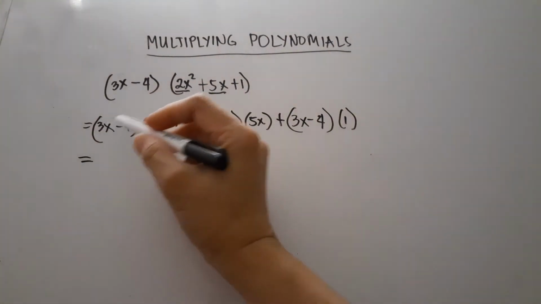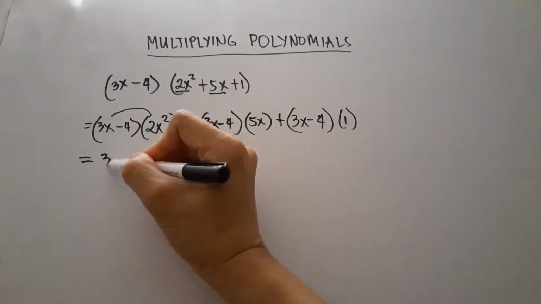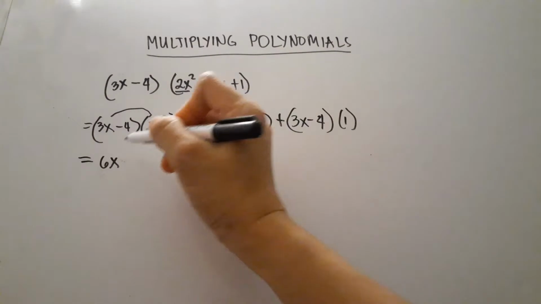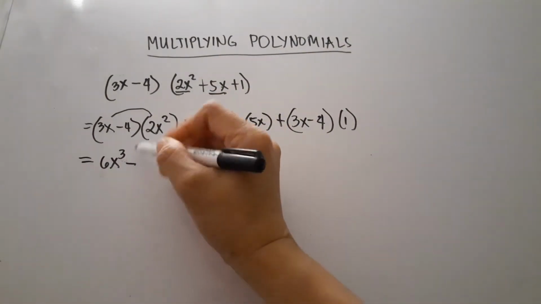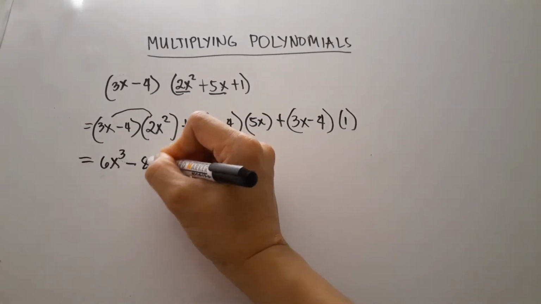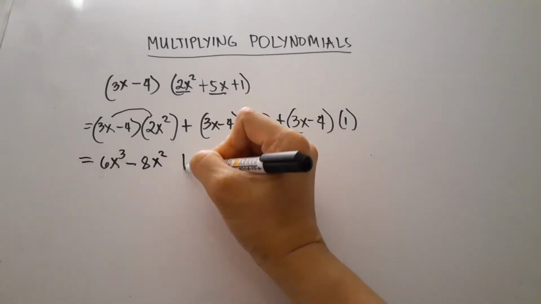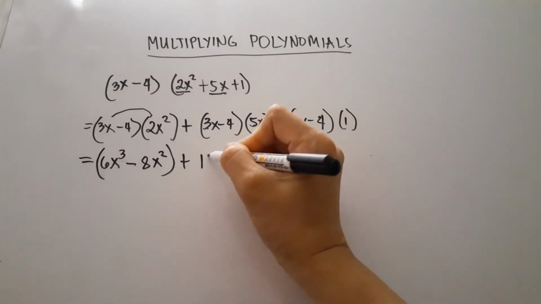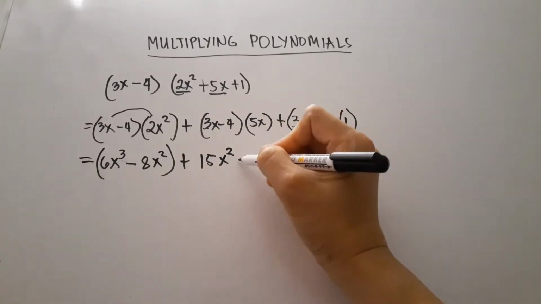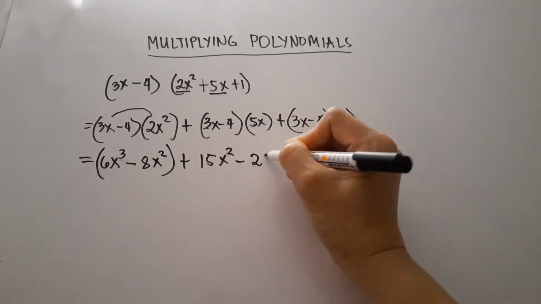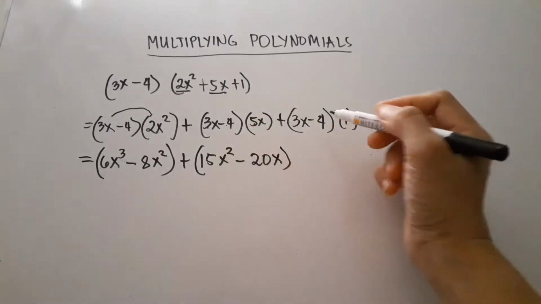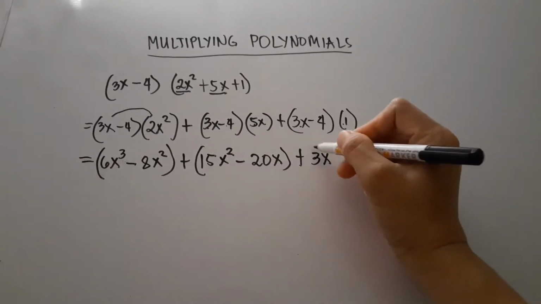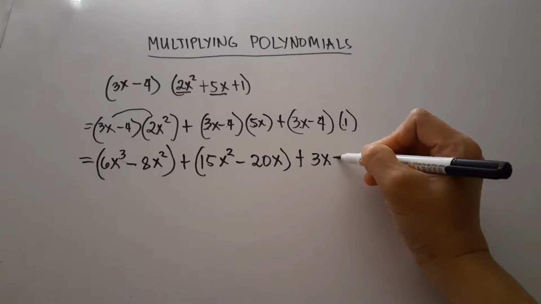Let's see, 3x times 2x squared becomes 6x cubed. Then negative 4 times 2x squared becomes negative 8x squared, plus 3x times 5x becomes 15x squared, minus 4 times 5x becomes 20x, plus in another term, 3x times 1 becomes 3x, then negative 4 times 1 becomes negative 4.